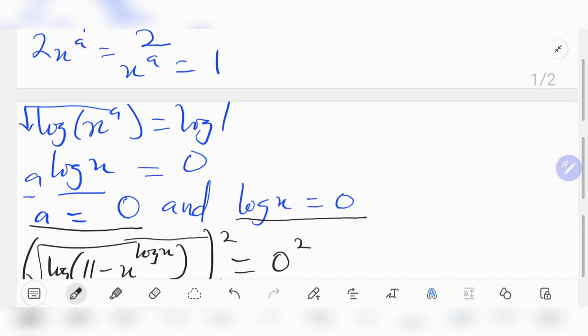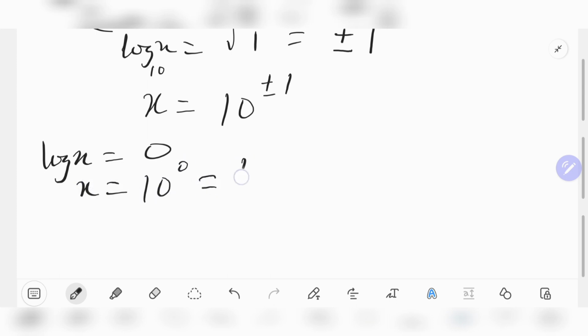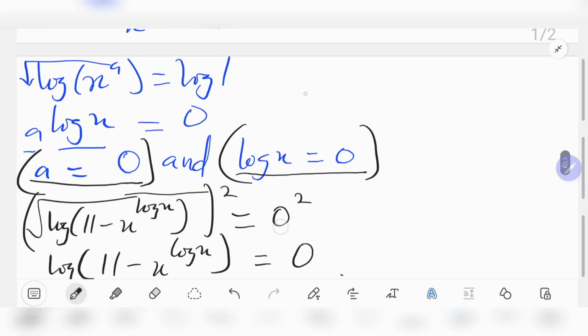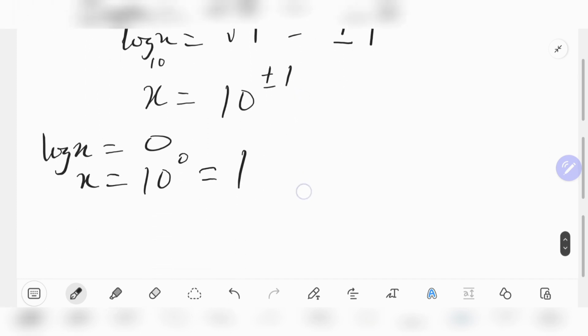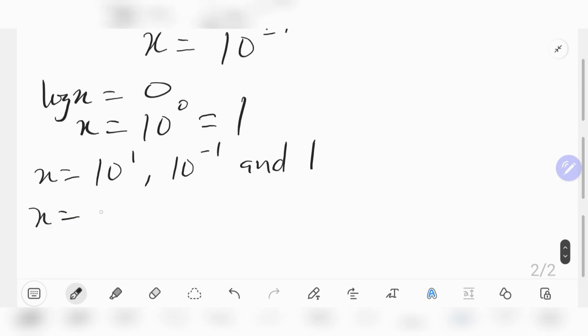Now, if log x is also equal to 0, then what will we get? So log x equals 0. Then that means x becomes 10 power 0, and that is 1. So considering these two equations, we can see that we have three values of x, right? That is x equals 10 power 1, 10 power minus 1, and 1 itself. All right, so 10 raised to the power 1 is 10. 10 power minus 1 is 1 on 10. And then this one. So we have three values of x from our solution.